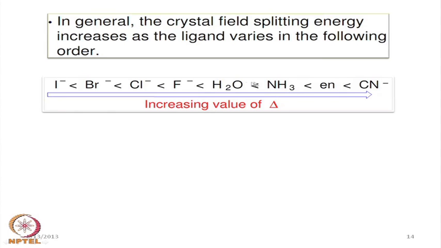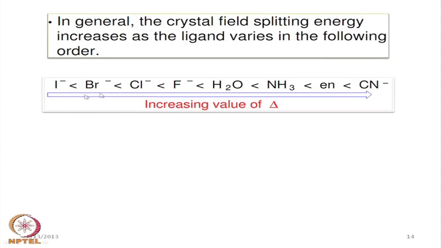The way we have seen simply the color of the compounds with respect to nickel 2, how bivalent nickel 2 plus is interacting with a water molecule or ammonia molecule or ethylene diamine, and how the colors are getting changed, we can straight away write this particular ordering.